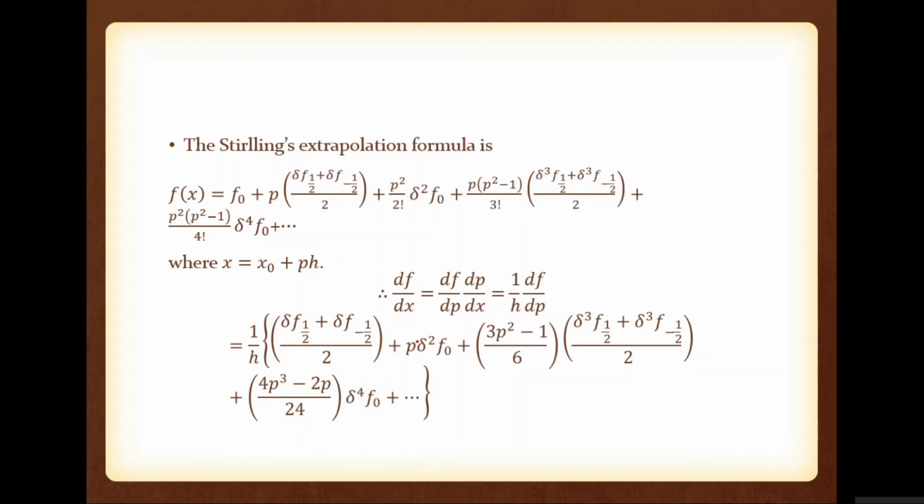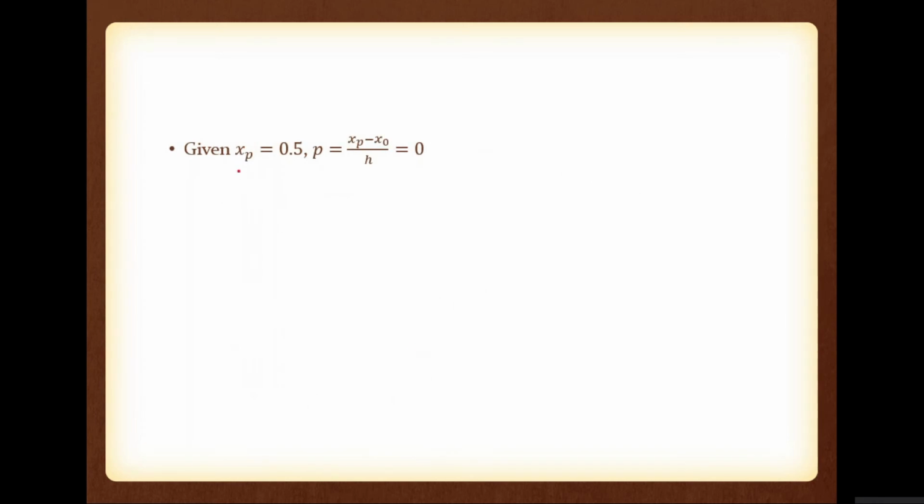So this is df by dx. Okay, so now we are asked to find df by dx at x equal to 0.5. So xp equal to 0.5. Please note here we are taking x0 equal to 0.5 because we are applying Stirling's formula. So the midpoint is taken as 0.5, that means x0. So xp equal to 0.5, x0 equal to 0.5. So p is equal to (0.5 − 0.5) divided by 0.2. So that is equal to 0. So p equal to 0.